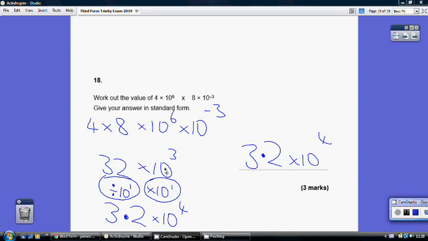Now think about multiplying this second term by 10, that's 10 to the power of 1. When we multiply, we add the powers, 3 add 1 equals 4. So that's 3.2 times 10 to the power of 4.